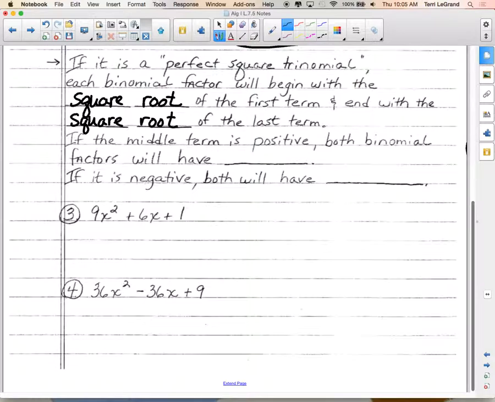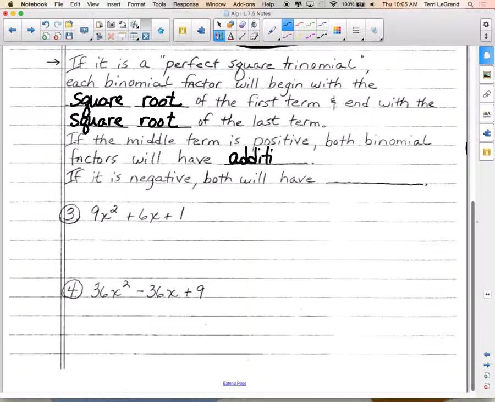So it's already passed the perfect square trinomial test. We have decided it is a special product. So we can take the square root of the first term. We can take the square root of the last term. If the middle term is positive, those binomial factors will match and they will have which operation? Addition. If the b is positive, that means there's addition.